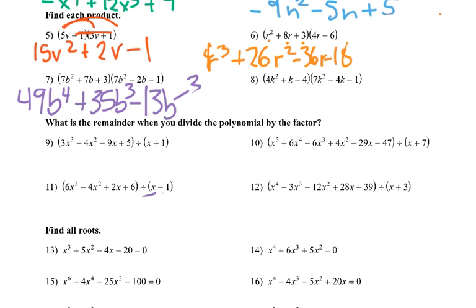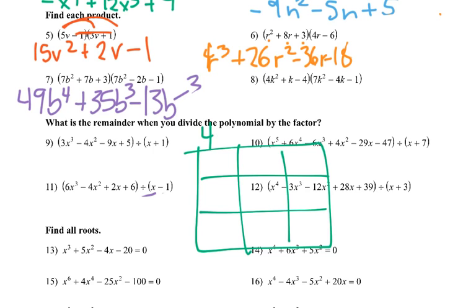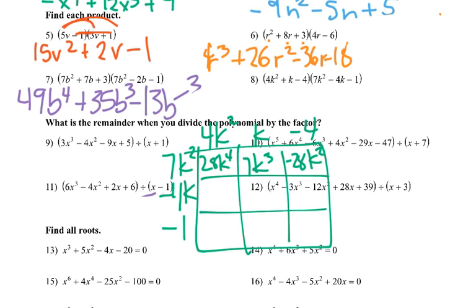Okay. Last multiplication, same idea. Another 3 by 3. 4k squared, positive k, negative 4. 7k squared, negative 4k, negative 1. So 28k to the 4th, 7k to the 3rd, negative 28k squared, negative 16k to the 3rd, negative 4k squared, positive 16k, negative 4k squared, negative k, positive 4.